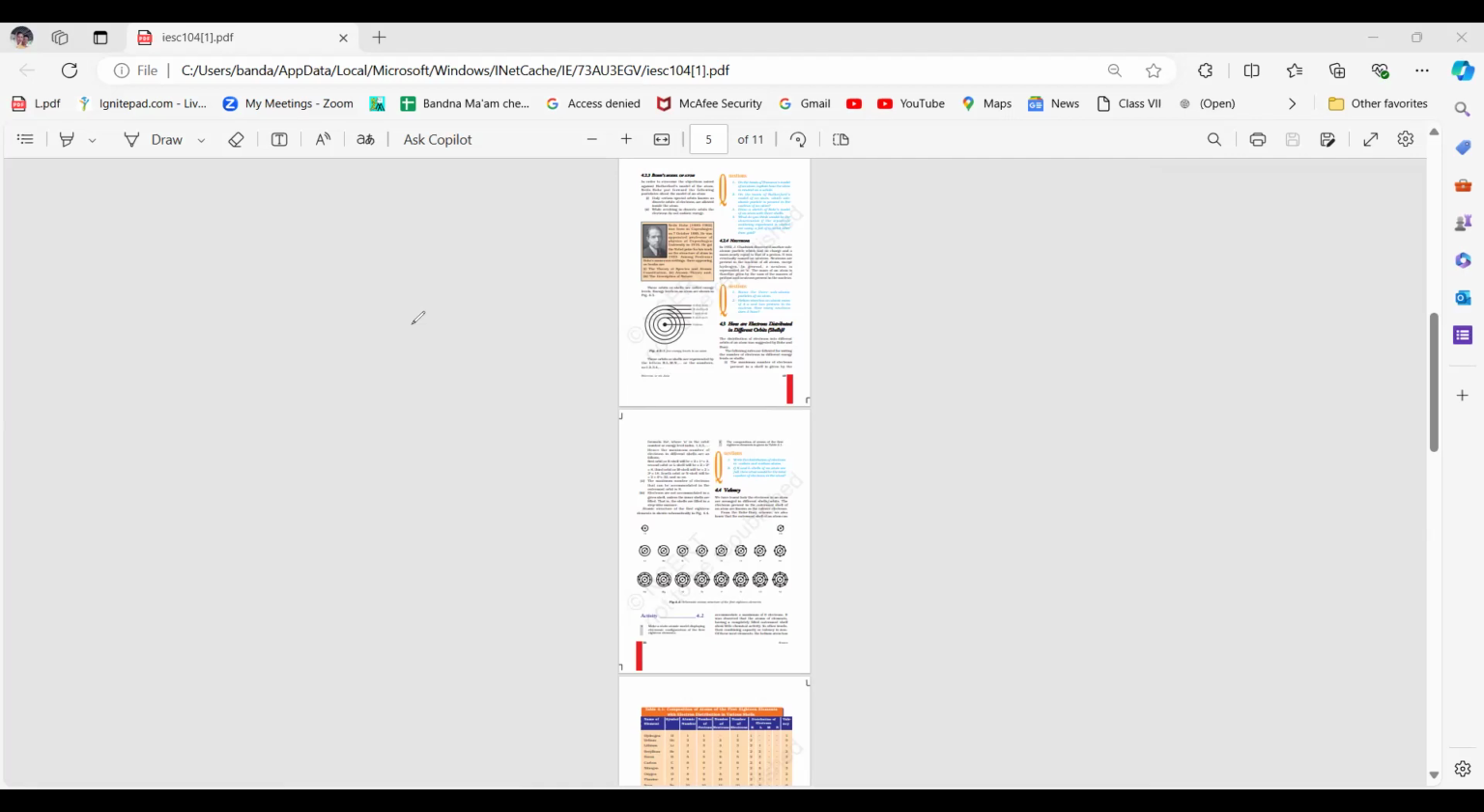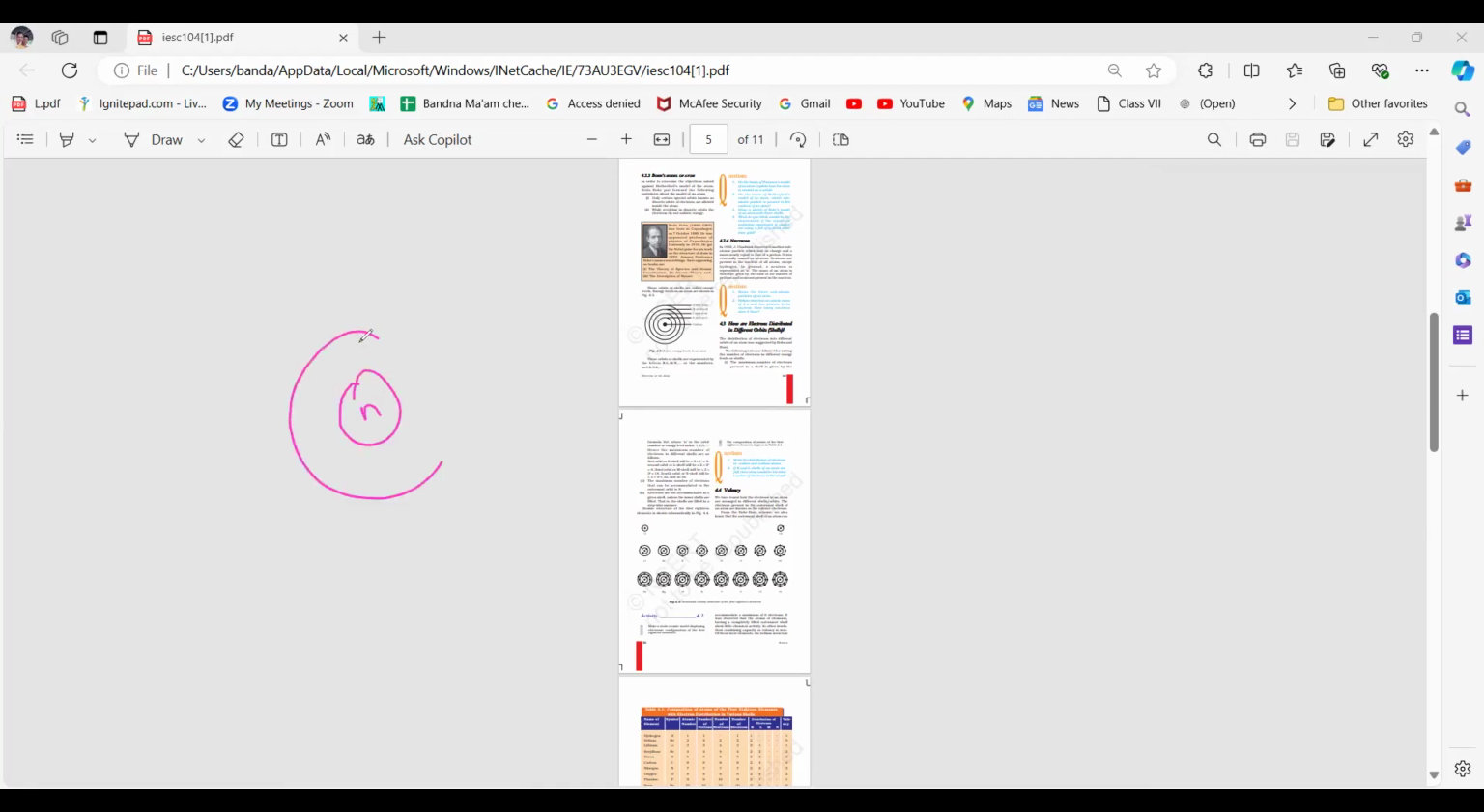That is called the valence. The outermost shell is known as what? Valence shell. And the outermost electrons are known as what? Valence electrons. Clear? What did I say? The outermost shell.